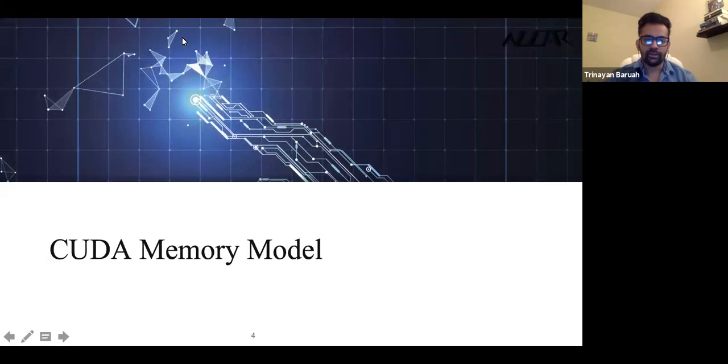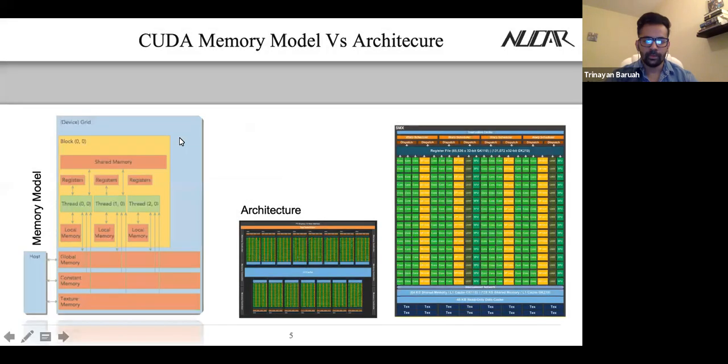So let's get started. We'll talk about the CUDA memory model today. This is a brief overview of how the memory model looks on the left-hand side. Remember we talked about what a grid and what a block are in the previous class. Inside the block, there are different scopes of memory that are visible to threads that are part of the same block.